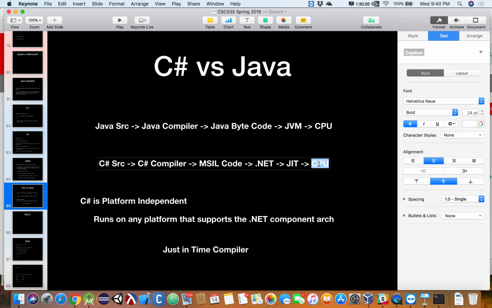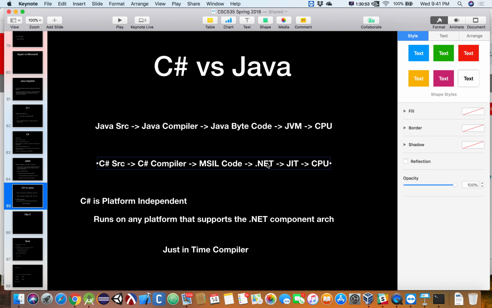So from that point forward, it's not running in a virtual machine. It's running natively on that processor. So you don't have the slowdown that you'd have from Java. The slowdown only happens the very first time you launch the program when it does that conversion for you. That make sense? So that makes C# technically higher performance than Java.